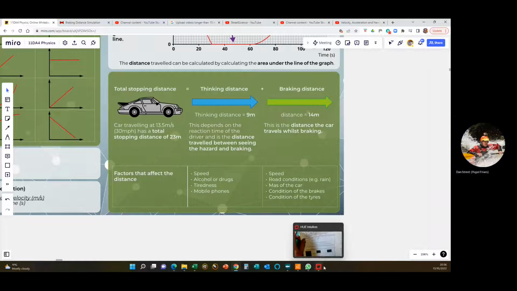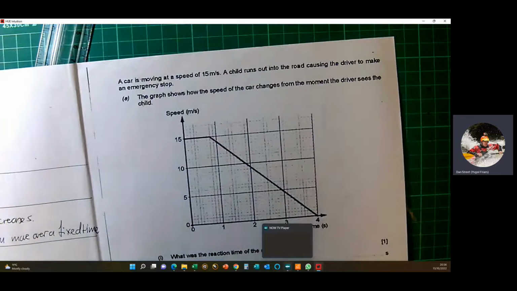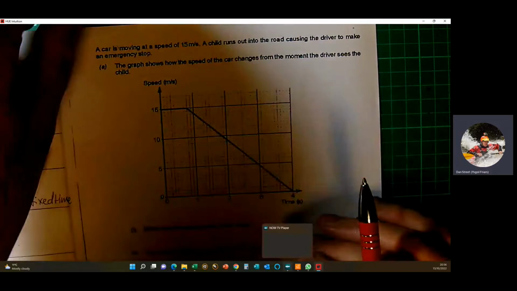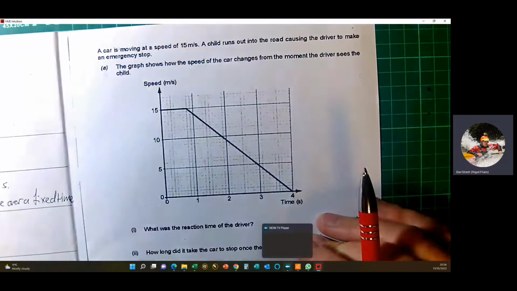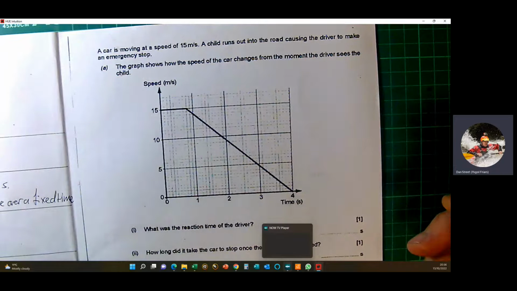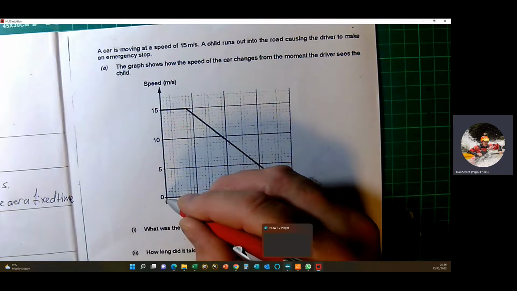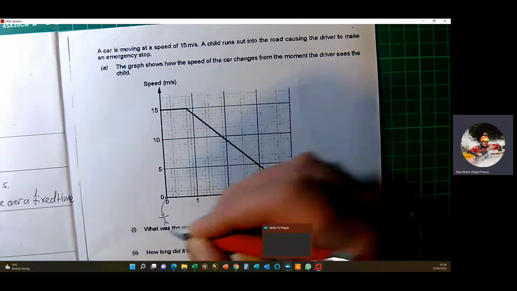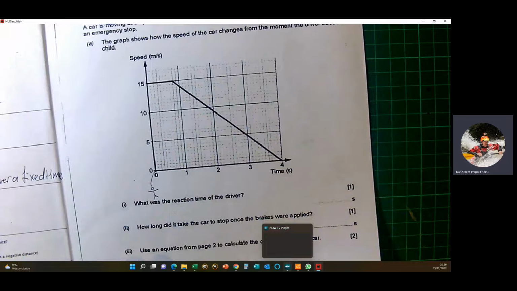Okay, and then if we move over here, this is a question taken from a GCSE paper. It says a car is moving at a speed of 15 meters per second. A child runs out into the road, causing the driver to make an emergency stop. The graph shows how the speed of the car changes from the moment the driver sees the child. So the child pops up into the road here. That's my best picture of a child there.